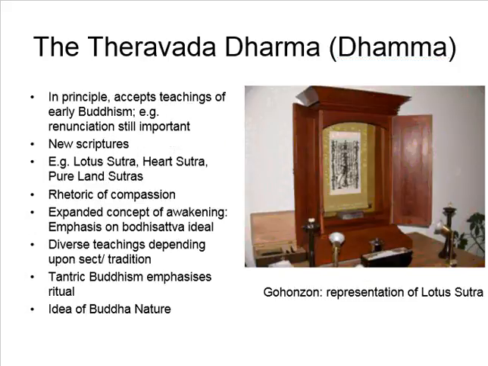And a worthy one, an arahant, okay, is someone who's gone through the various steps or stages. Mahayana Dharma, in principle, accepts the teachings of the early Buddhists, the Pali Canon, but adds extra scriptures, the Lotus Sutra, the Heart Sutra, the Pure Land Sutras of all these new forms of Buddhism. Important is the rhetoric of compassion, metta. Expanded concept of awakening, emphasis that the Bodhisattva ideal is for all of us, diverse teachings depending on the sect or the tradition. Tantric Buddhism emphasizes ritual and the ideal of us all getting to the Buddha nature.